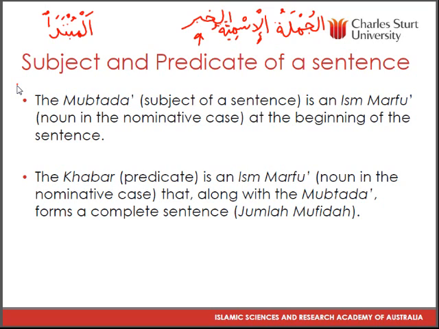The mubtada, subject of a sentence, is an ism al-marfu, noun in the nominative case, which means it must have dhamma at the end for singular only, at the beginning of the sentence. We'll give example in a few minutes. The khabar, predicate, is an ism al-marfu, noun in the nominative case that along with the mubtada forms a complete sentence. Jumla al-mufida. Okay.